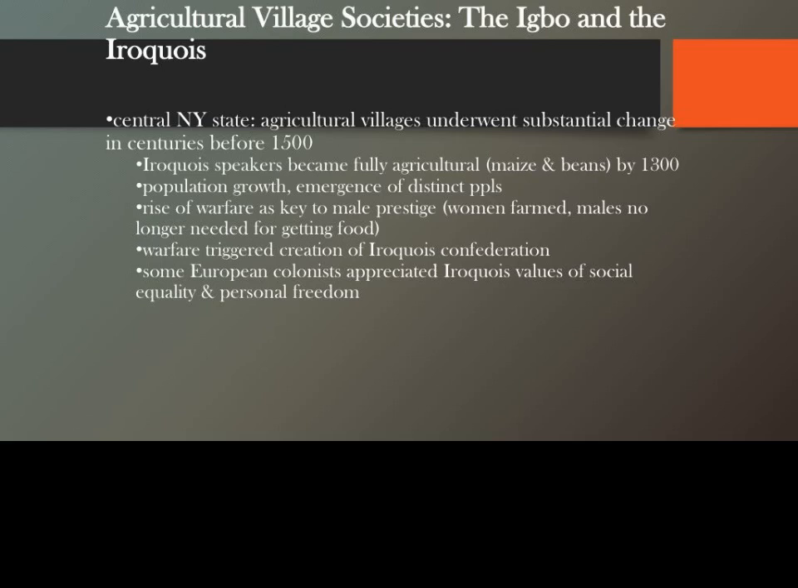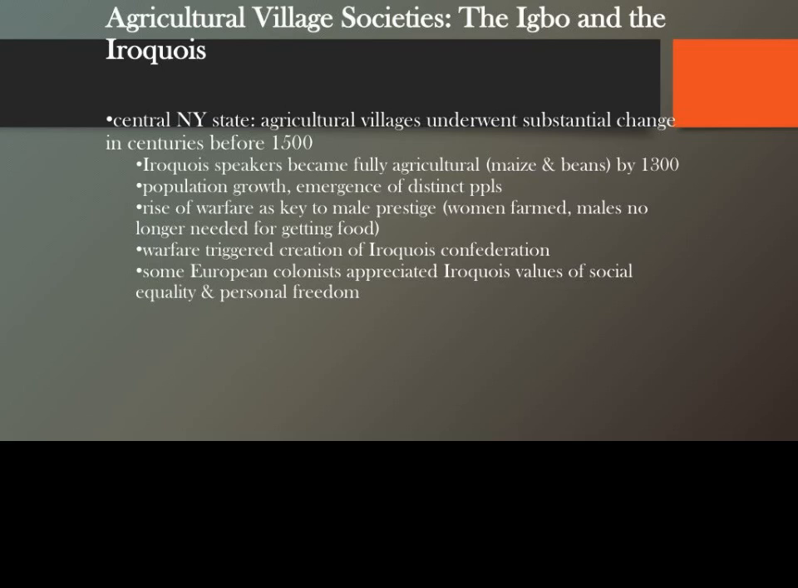And in what is now central New York State, agricultural village societies underwent a substantial change in the centuries before 1500. Iroquois speakers became fully agricultural based on maize and beans by around 1300. And as population grew, there was an emergence of distinct peoples. The rise of warfare as key to male prestige was important. And many believe perhaps since women did the farming, the males were no longer needed for getting food, and thus warfare is what led to the main factor of male prestige.